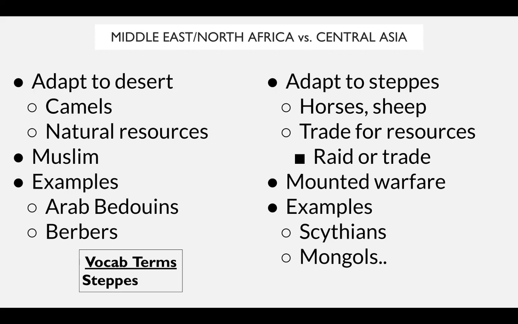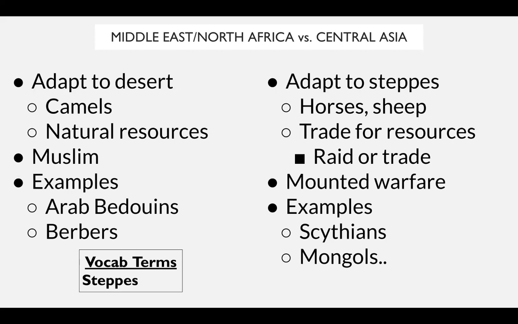And then some natural examples with the Middle East and North Africa. We've got the Arab Bedouins. They're mostly on the Arabian Peninsula, but they will travel outside of that, especially as Islam is rising. We also have the Berbers in North Africa. Some of them are sedentary, others of them are nomadic.